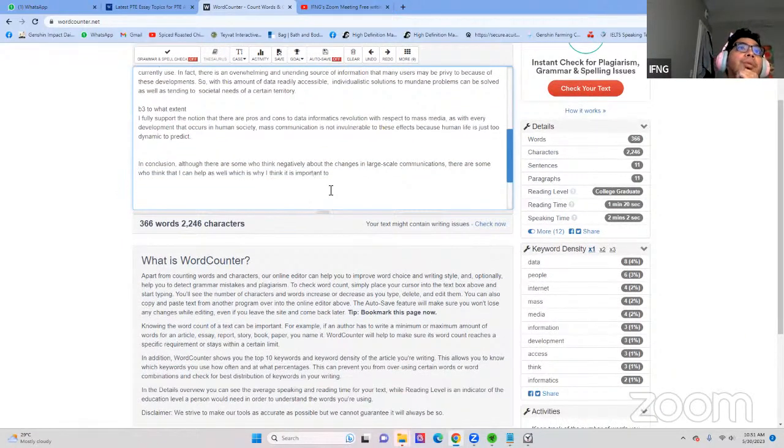In conclusion, which is why I think it is important. Which is why I fully support the ideation that there is indeed change in this aspect of our lives. Magandang pang ending.